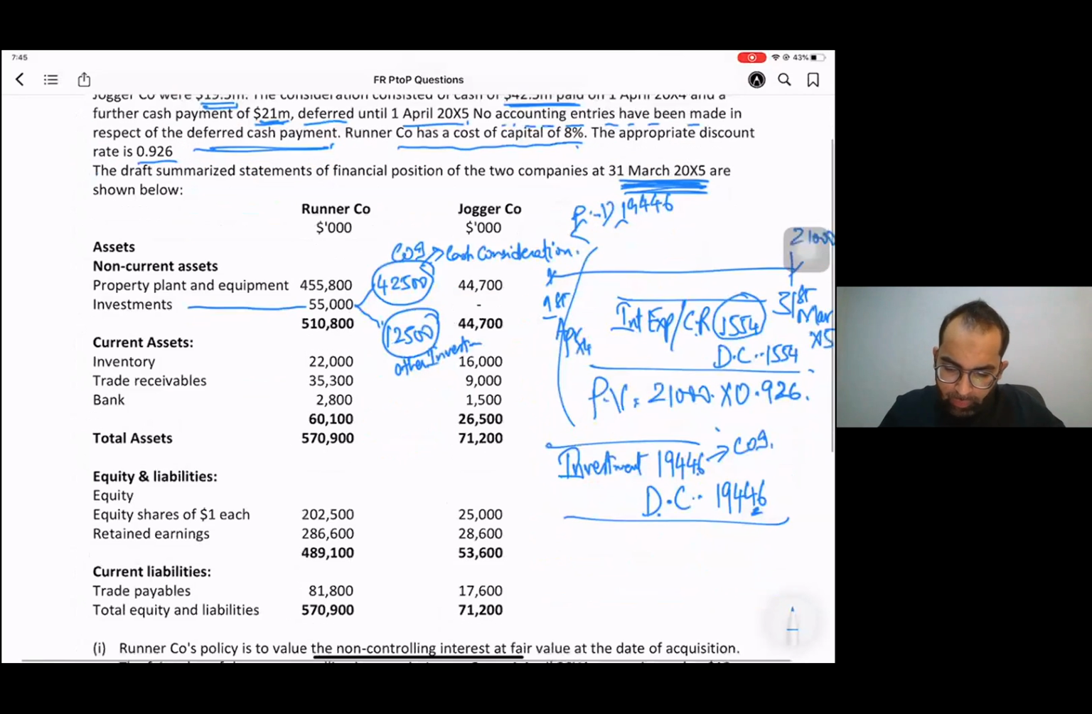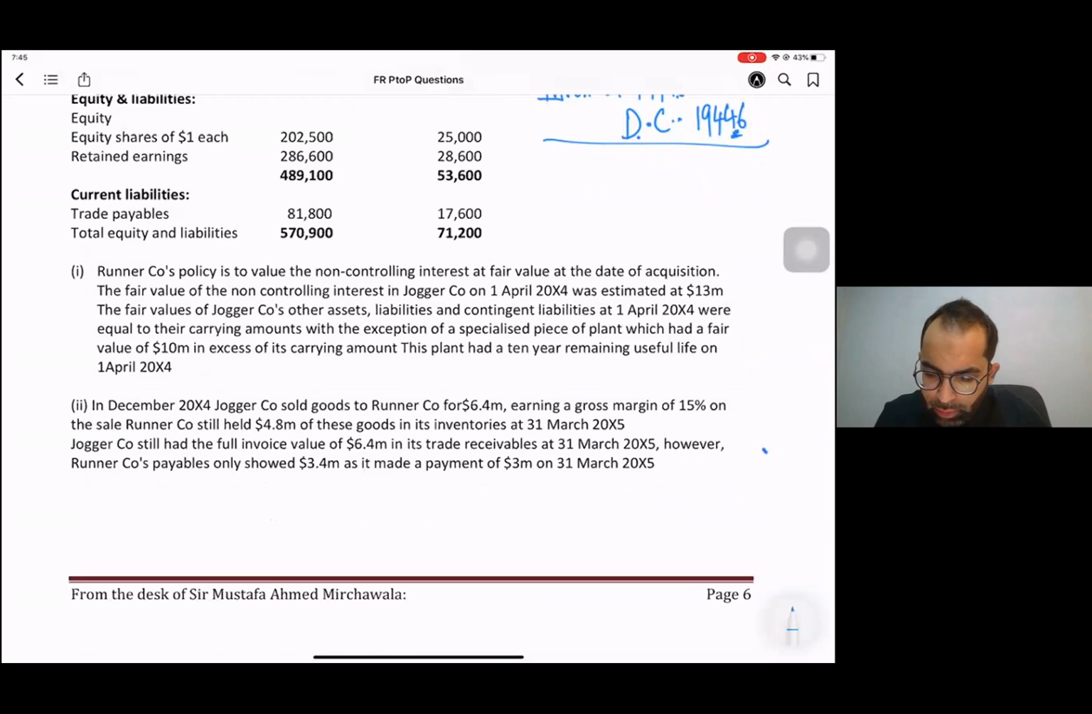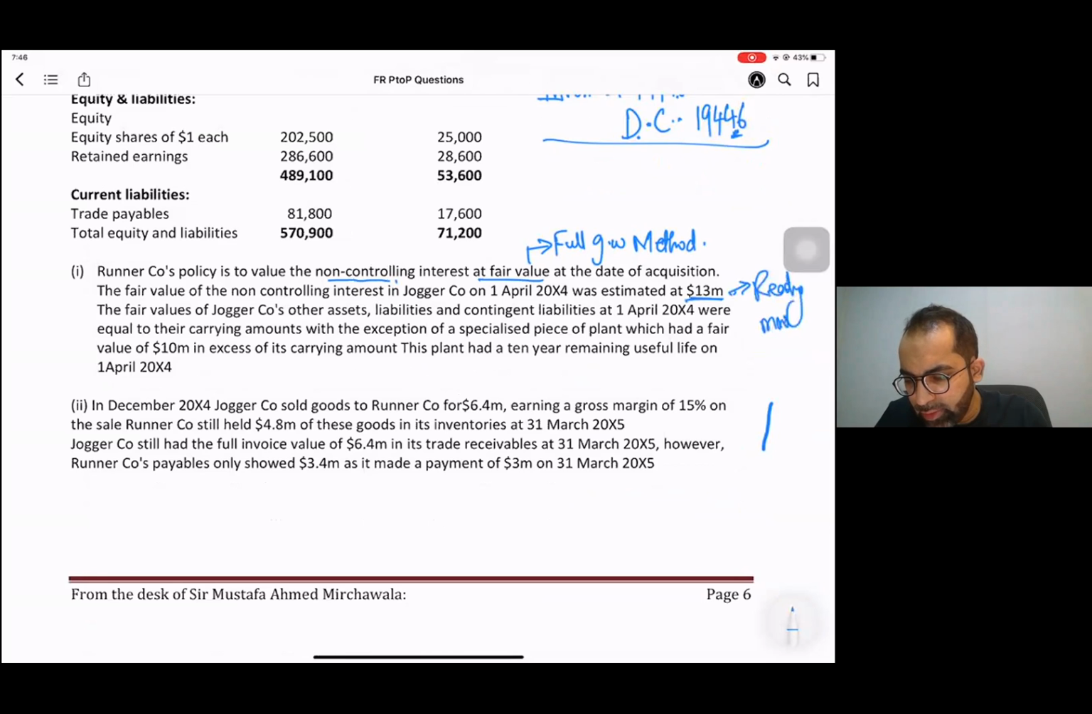Now, let's move to the fair value adjustment thing. Runner company, I will solve the question in one go. Don't worry, I'll solve it. Runner company's policy is to value the non-controlling interest at fair value. Yes, it's the full goodwill method. At the date of acquisition, the fair value of the non-controlling interest in Jogger company was estimated at 13 million.